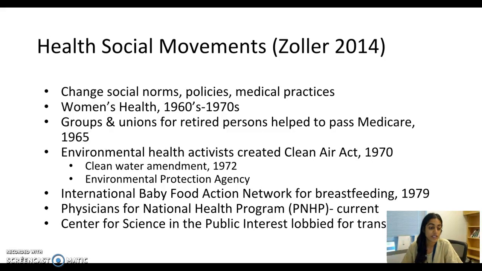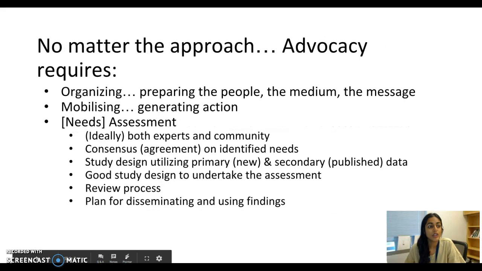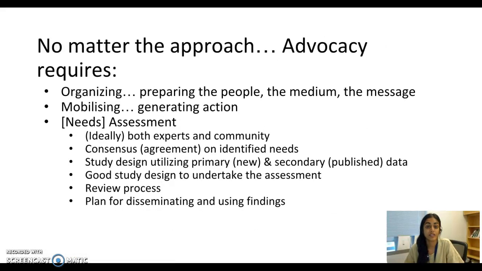So there's the Center for Science in the Public Interest, who lobbied for a trans fat ban, and we'll also talk more about that, but it's a nutritional intervention advocating for healthier options in terms of eliminating this more dangerous source of fat from our food production system. So no matter the approach, advocacy requires organizing, which is preparing the people, the medium, so whether it's posters or flyers or a video or whatever the medium is, the message.